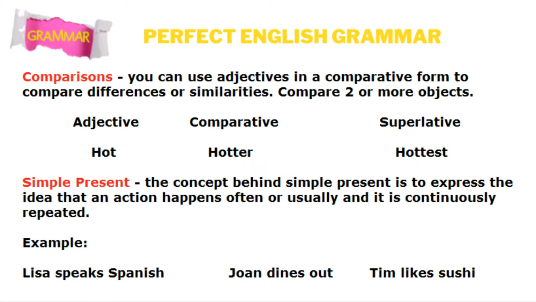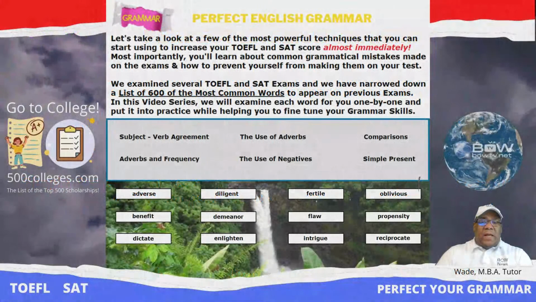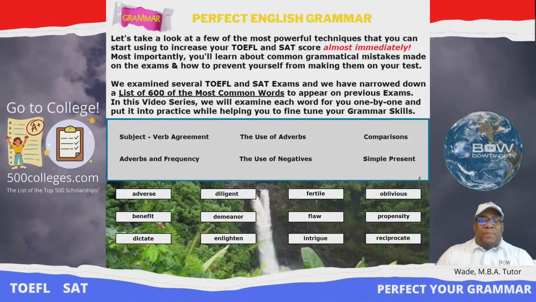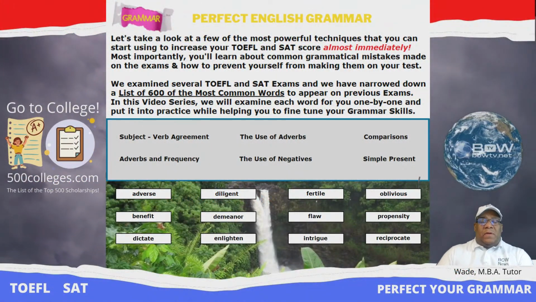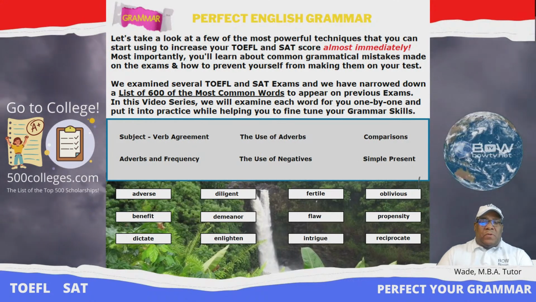Simple present is a concept used to express the idea that an action happens often or usually, and it is usually continuously repeated. So an example of this would be Lisa speaks Spanish, or Joan dines out, or Tim likes sushi. That would be an example of simple present. And those are the six grammar styles that we'll be covering in Volume 1, Chapter 1.